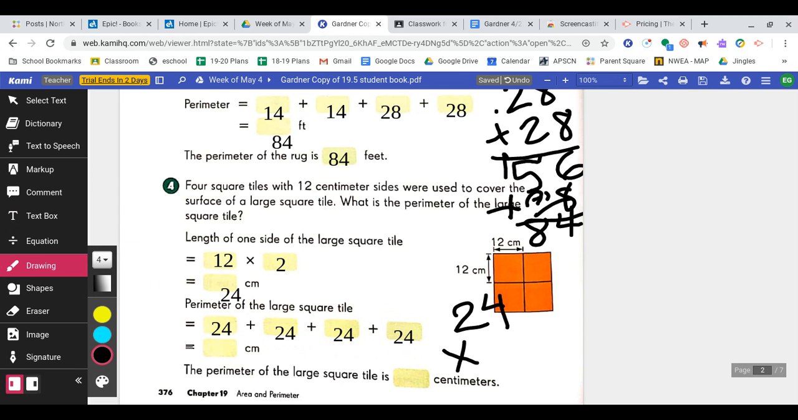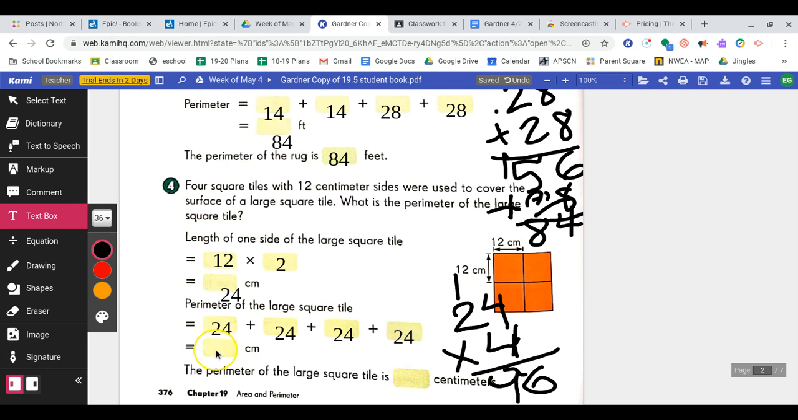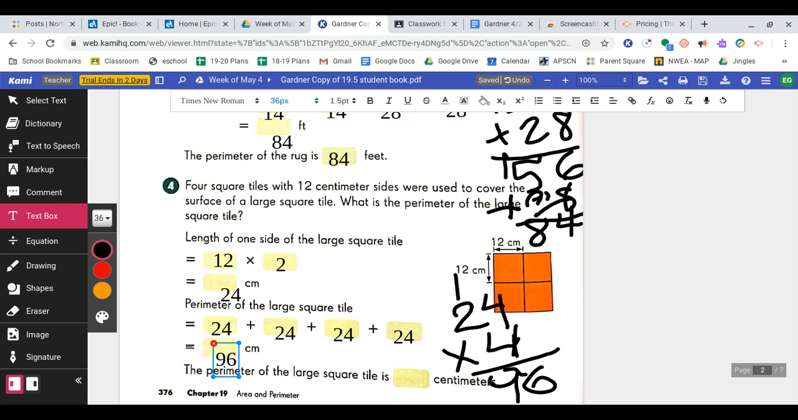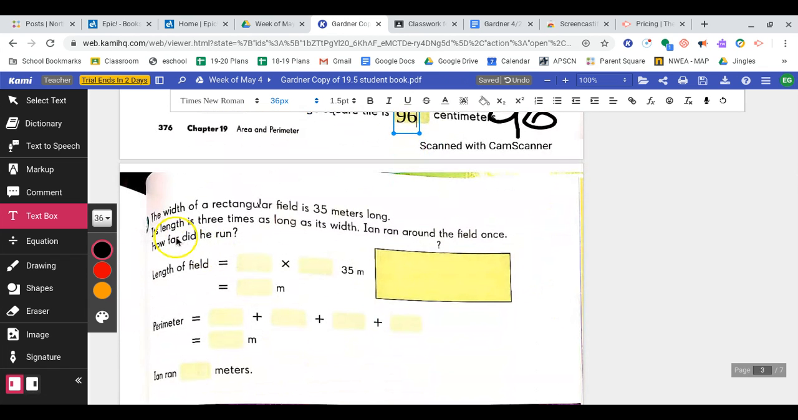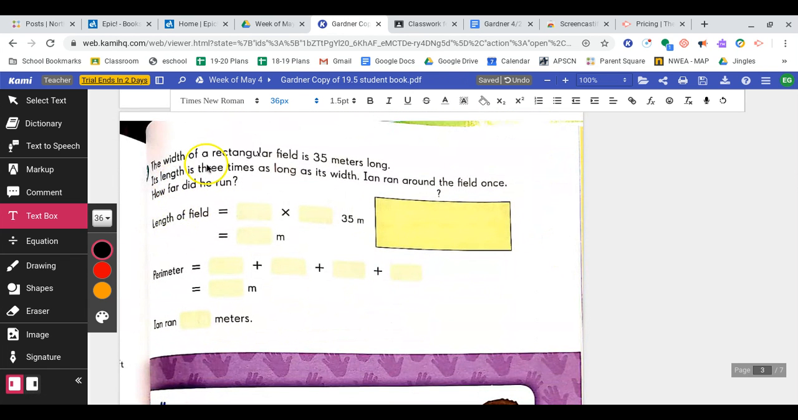24 times 4. Now 4 times 4 is 16. We regroup. 2 times 4 is 8, plus 1 is 9. So we should have as our final answer, the perimeter, 96 centimeters. You would get the same answer by adding if you wanted to add instead. But I do recommend multiplying if you have equal groups because it's faster, and we do know how to multiply 2-digit by 1-digit factors.